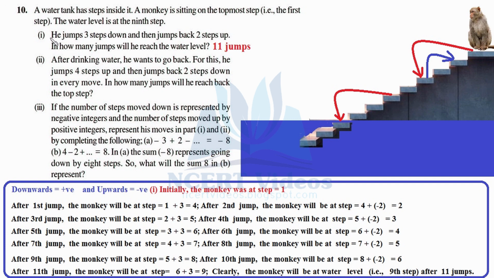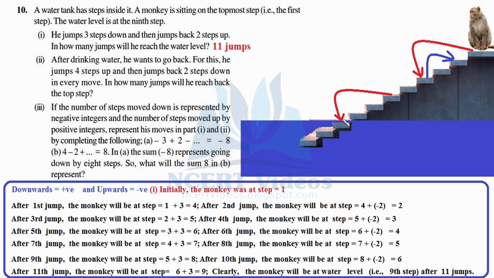Here's the question. He jumps 3 steps down and then jumps 2 steps back. Okay. He's a kind of notorious monkey. First he steps 3 steps down and then he moves 2 steps back. So finally he'll be at this position. Now in how many steps will he reach the water level?